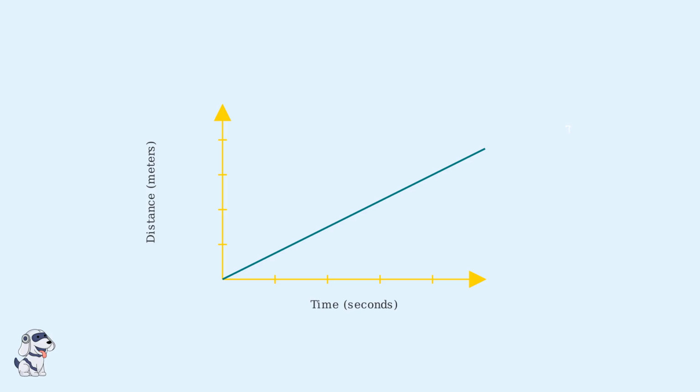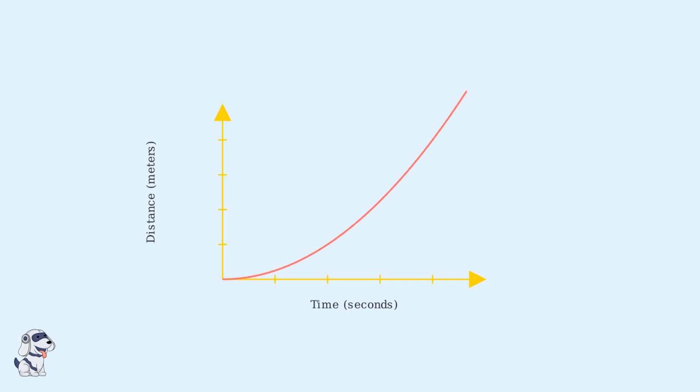Let's examine uniform motion first. When an object moves at constant speed, the distance-time graph shows a straight line. The steeper the line, the faster the object is moving. The slope or gradient of this straight line represents the speed of the object. A steeper slope means higher speed, while a gentler slope indicates lower speed.